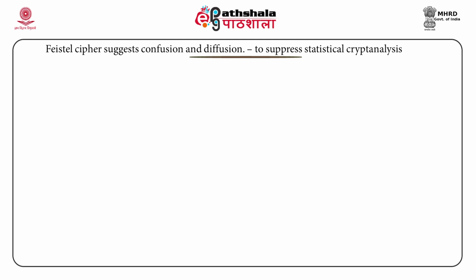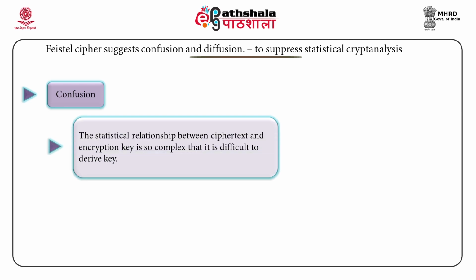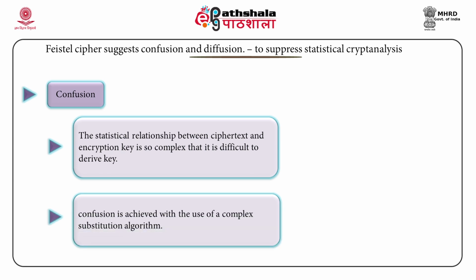Now, the next term Feistel suggests is confusion. Confusion means the statistical relationship between ciphertext and encryption key is so complex that it is difficult to derive the key. Confusion is achieved with the use of a complex substitution cipher. So, diffusion and confusion, both terms are clear.